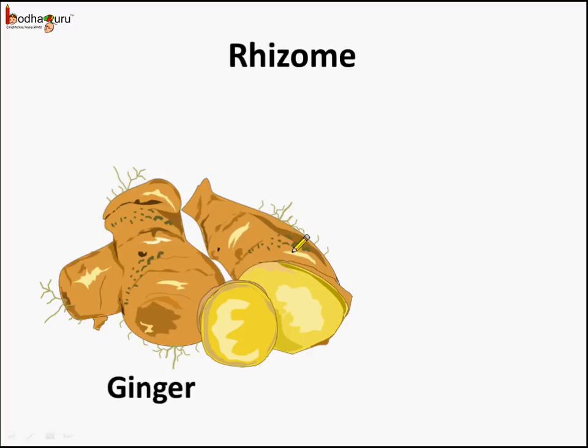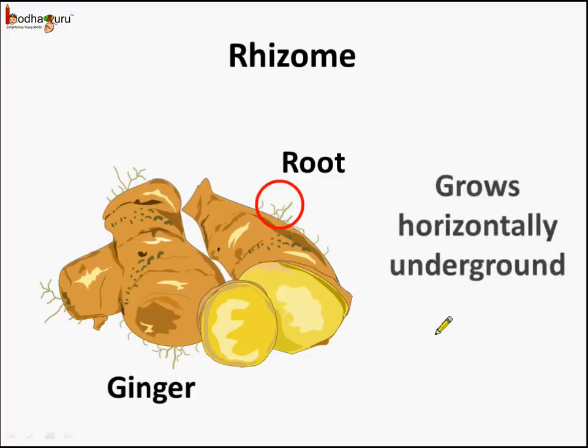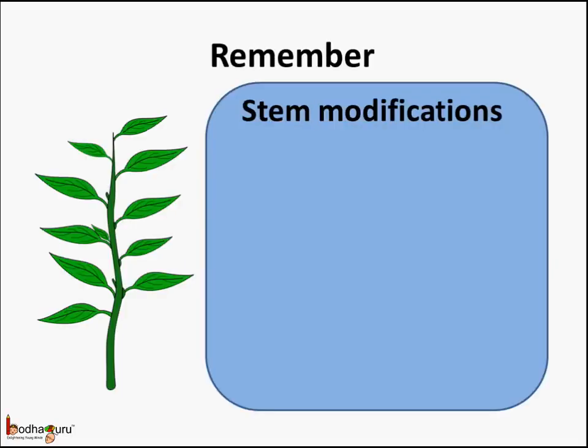What about ginger? Ginger is a rhizome. It is also an underground stem which has small leaves and roots, and it grows horizontally underground. So we can say ginger is an underground stem which is called rhizome. The underground stems get modified to store food in different ways, such as rhizome, bulb or tuber.